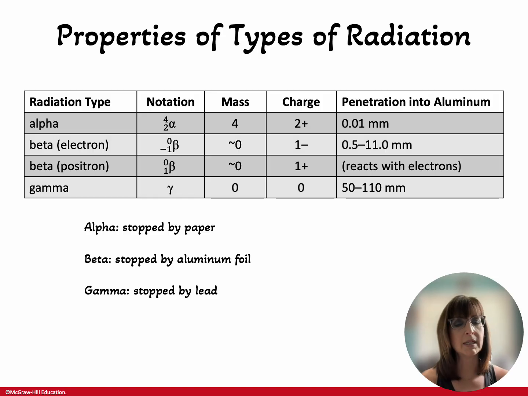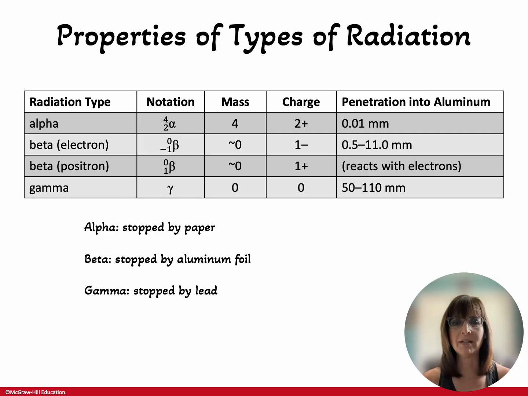Make sure you pause and fill in this data table on your follow-along notes. This is a really great summary of each of the kinds of radiation type. So let's look at an alpha particle. An alpha particle, its notation is 4, 2, and then that is an alpha sign, and it has a mass of 4 and a positive 2 charge. You guys, it's the nucleus of a helium atom.